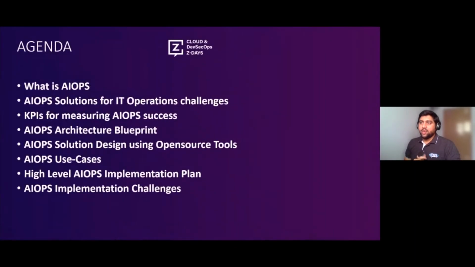The implementation part of it, and the agenda covers AIOps and the solutions it provides for IT operations challenges, the KPIs for measuring the success of an AIOps implementation, and the architecture blueprint, which represents the different layers of the AIOps architecture and how it can be implemented. Then a reference architecture for AIOps using open source tools, and AIOps use cases, where I'll try to cover some of them with workflows added, a high-level implementation roadmap, and finally some of the implementation challenges that I'm aware of.